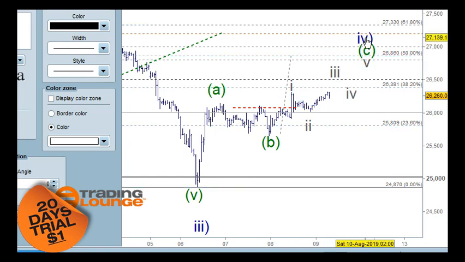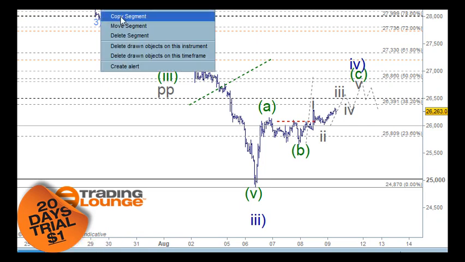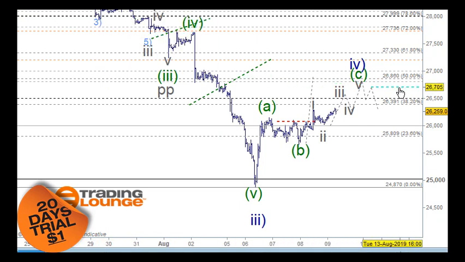But the question is, will it find support here? That's the main point here. So we'll see that move up here, wave 4 and wave 5. But the question is, do we get support here? So we'll see a move like that. And then the long trade here will be, we've got a flat one here. Copy that segment, that would go there.